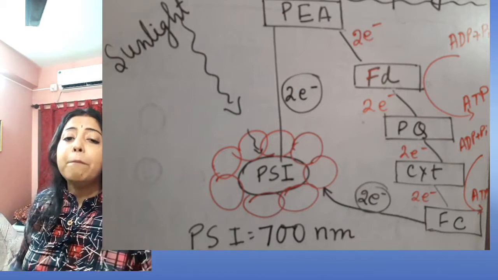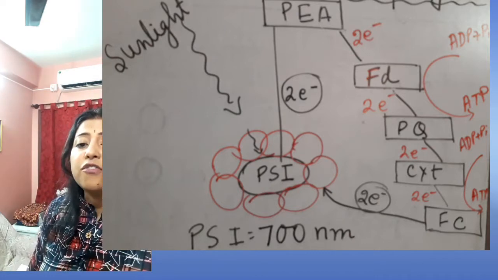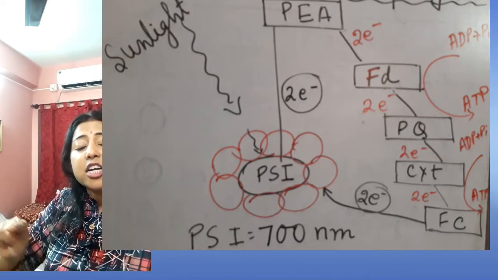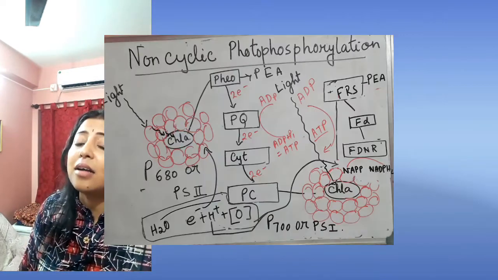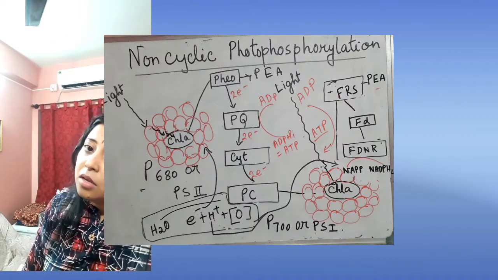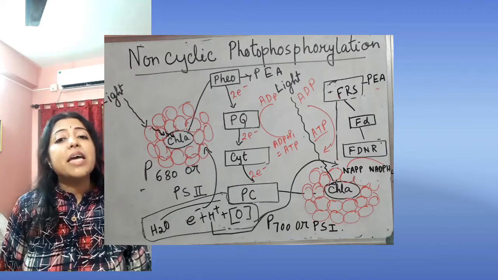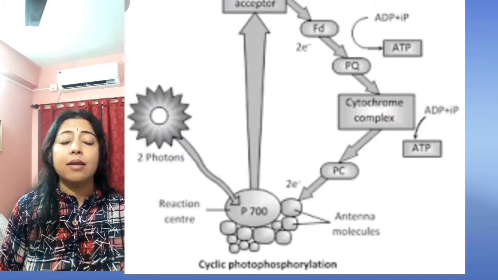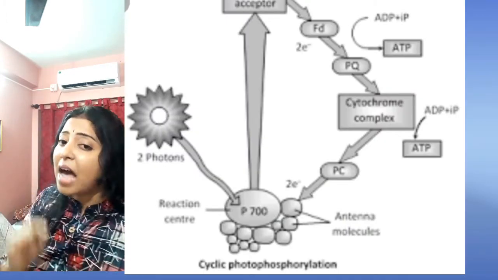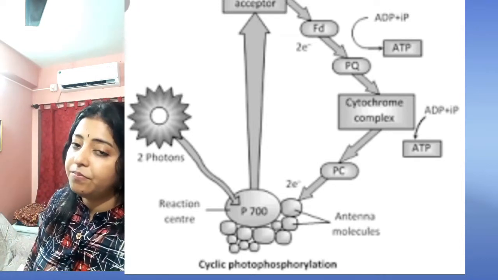In case of non-cyclic photophosphorylation, the electrons will not come back again to the PS2 system, but here the electrons will again be passing to the PS1 system. That's why it is known as cyclic photophosphorylation.